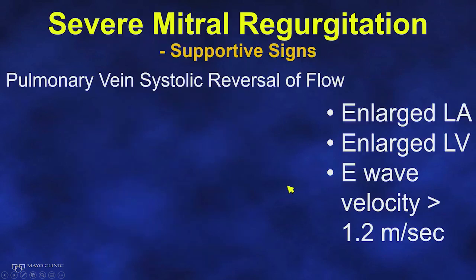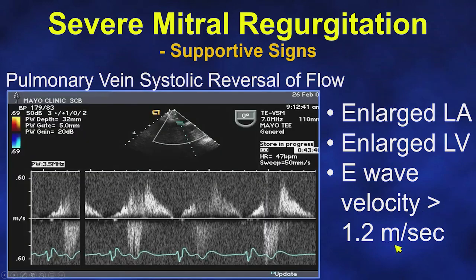But remember the supportive signs and the hemodynamic burden of mitral regurgitation. If it's chronic and it's severe, you should have an enlarged LA. You should have an enlarged LV. Your peak E wave velocity should be greater than 1 or even 1.2. And don't forget the downstream effects. Here we see a nice example of pulmonary vein systolic reversal of flow, which doesn't always correlate with severe MR, but is definitely a supportive sign.